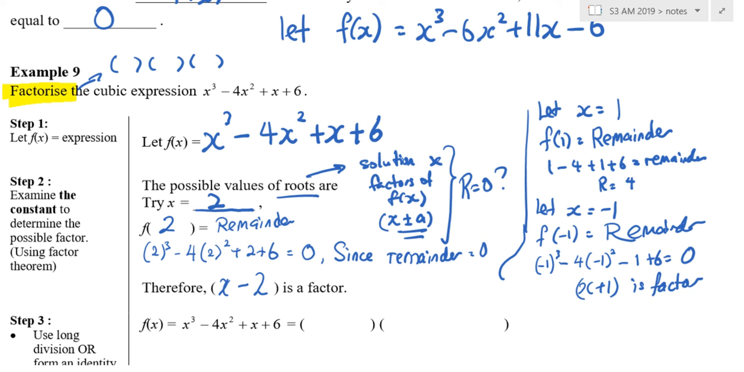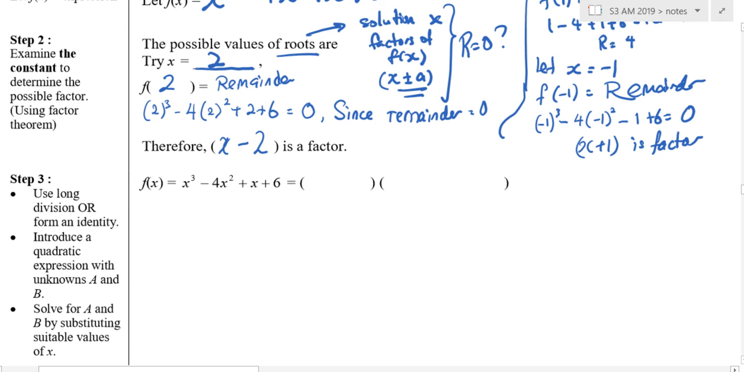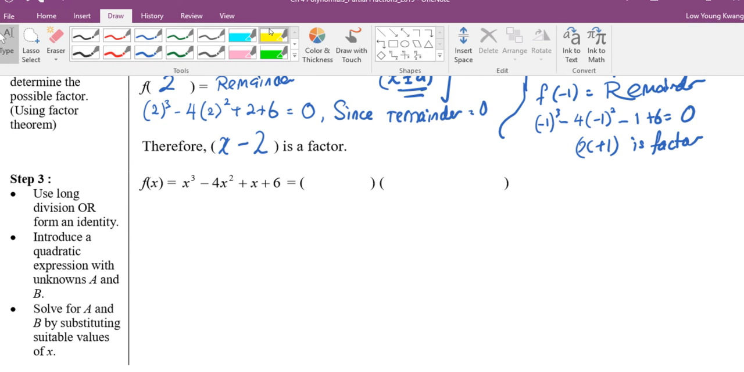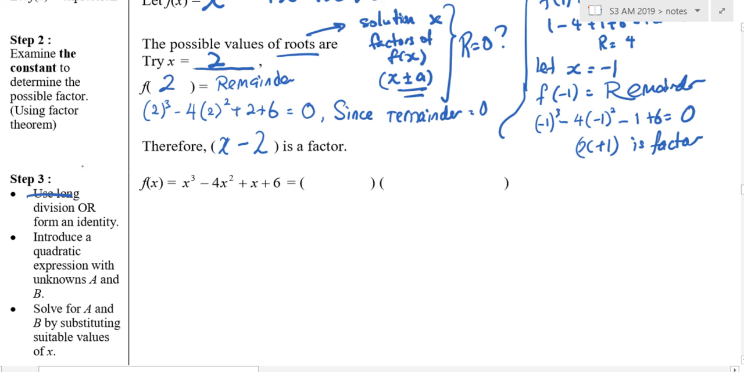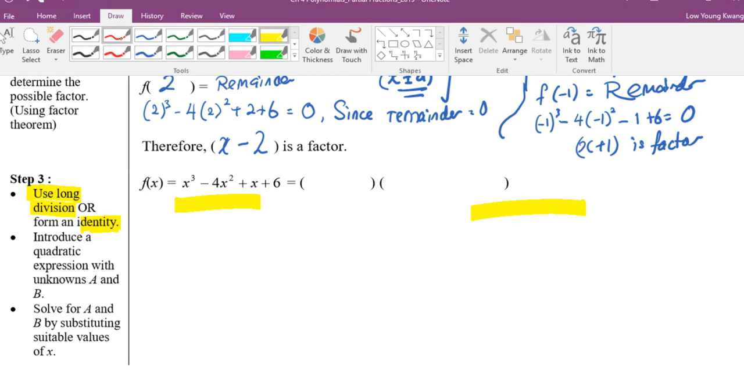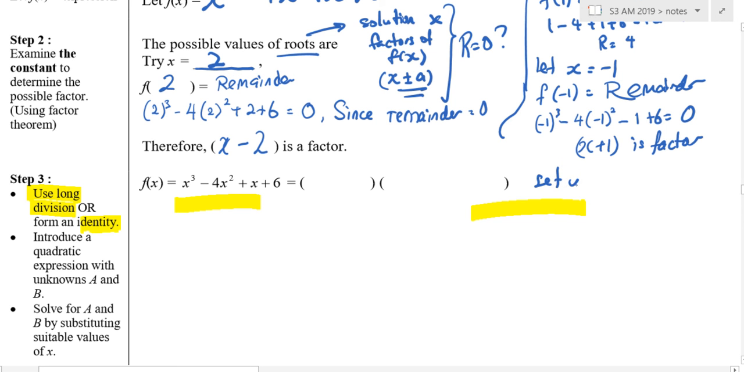Trial and error. I tried 3 times. At the second time, I finally got it. Now, how do I present my answer? Can you highlight the steps now? This is an option. Either you use long division or you use identity. Now, I'm going to show you 2 methods, but this is a setup. Can you write down the setup, everyone?